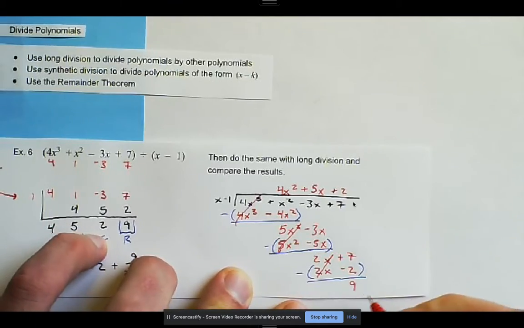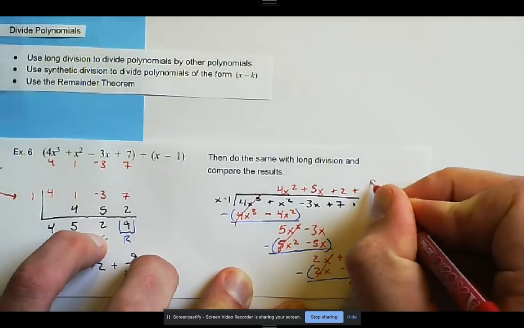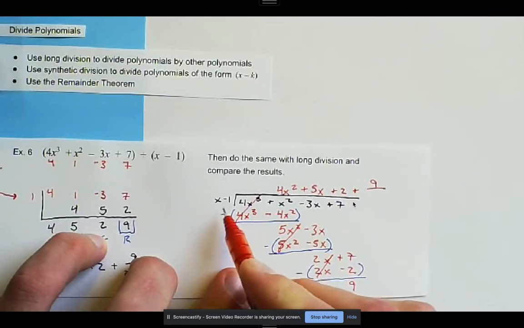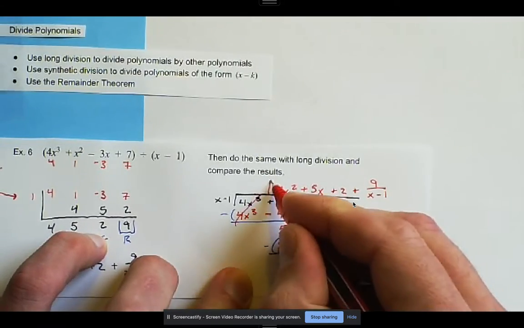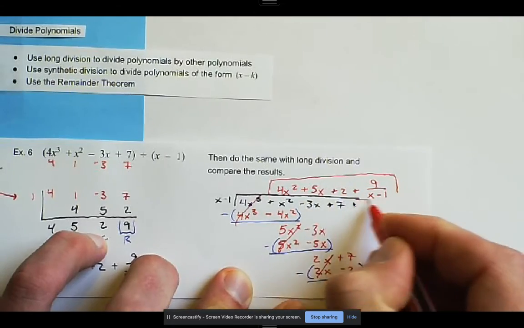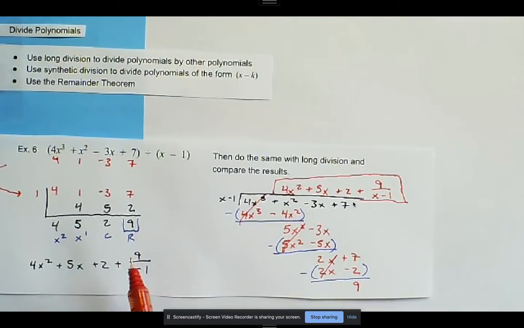So then we take our remainder again, and we add 9 divided by whatever we were dividing by originally, x minus 1. So this is our solution. And as we can see, that matches the same solution that we had earlier using synthetic division.